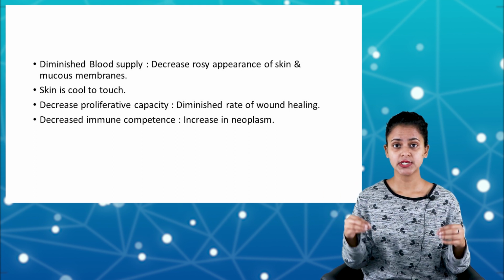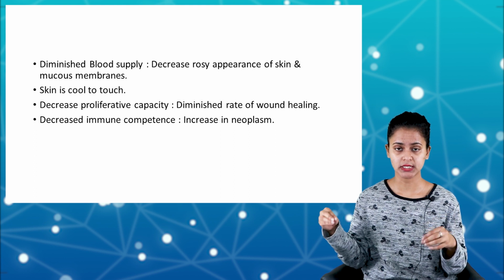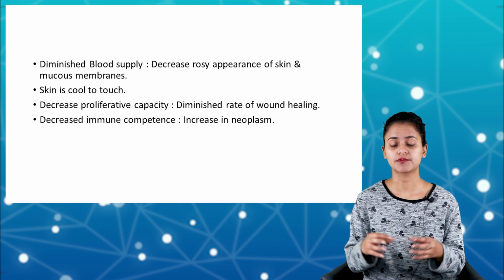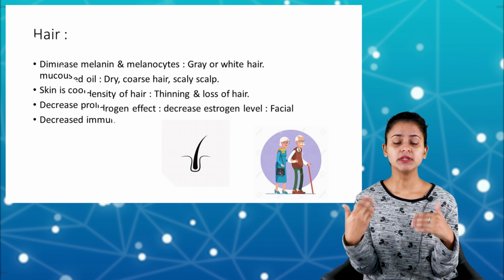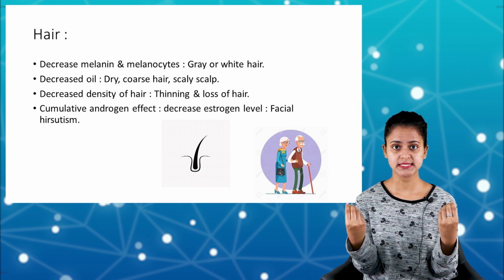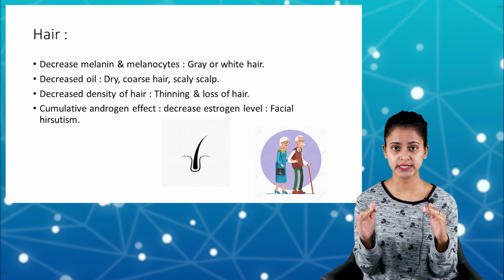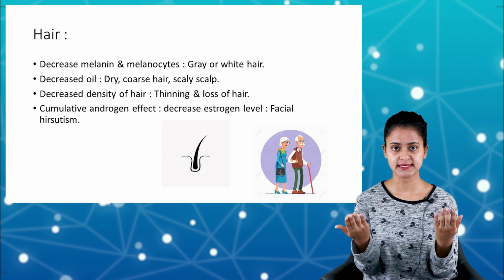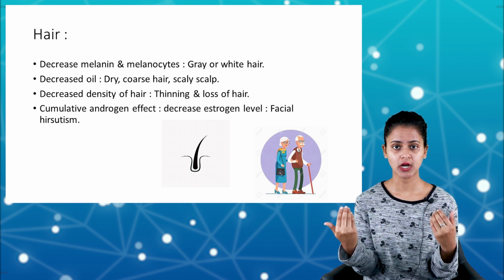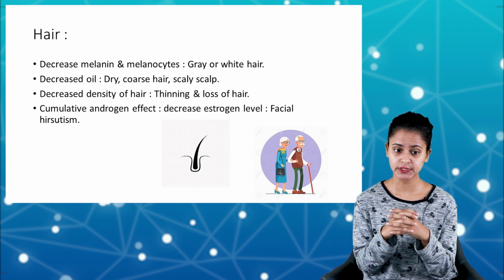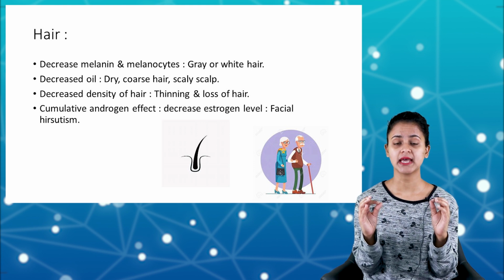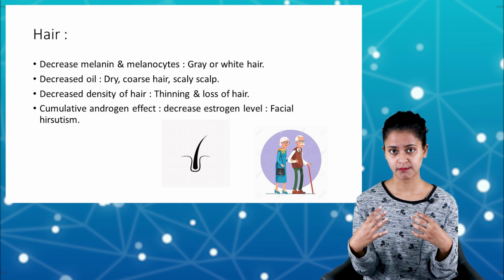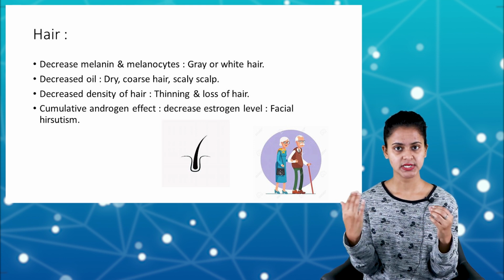There will be decreased immunocompetency for the client. That is the reason there will be increased chances of the development of infection and neoplasm. We will be seeing the common changes among the hair of the individual with the aging process. These are commonly found while assessing the hair distribution for a particular old age individual. There will be decreased melanin and melanocytes. That is the reason we often find the development of gray or white hair.